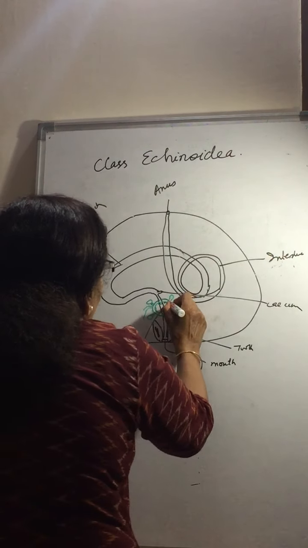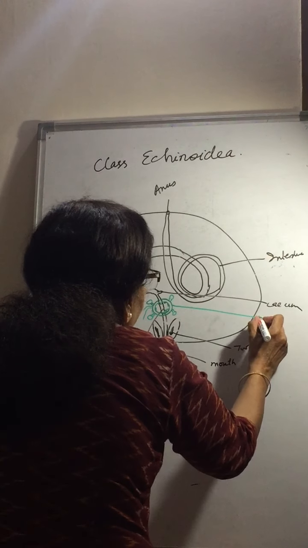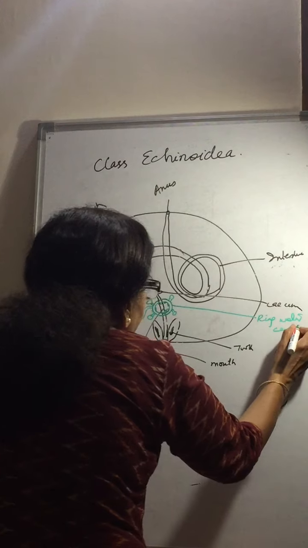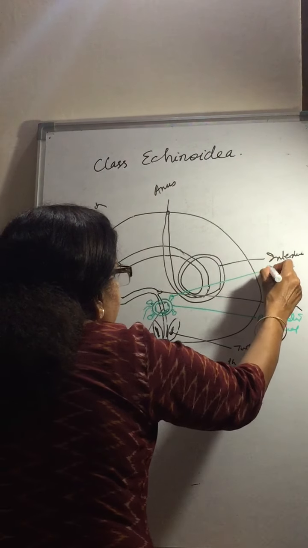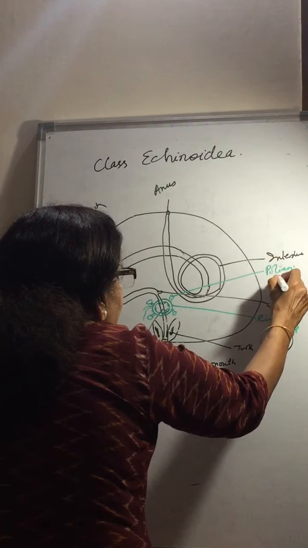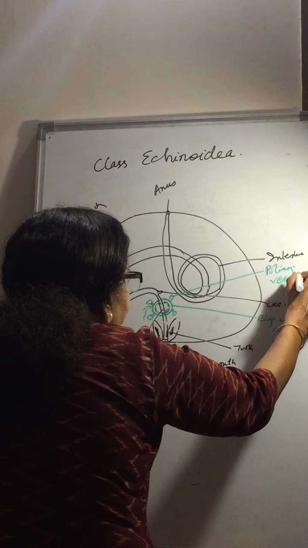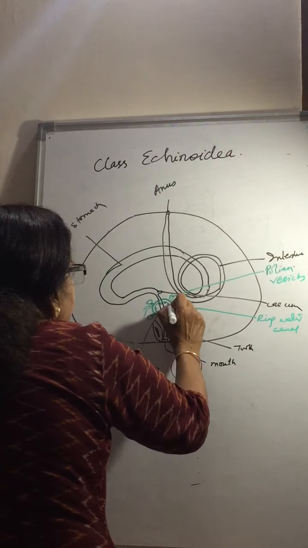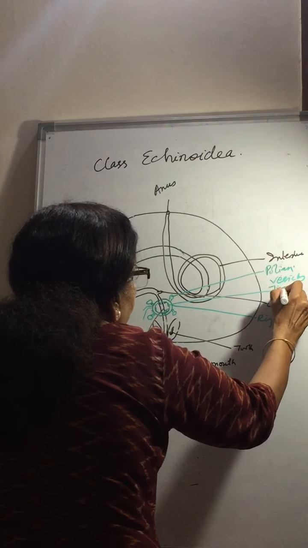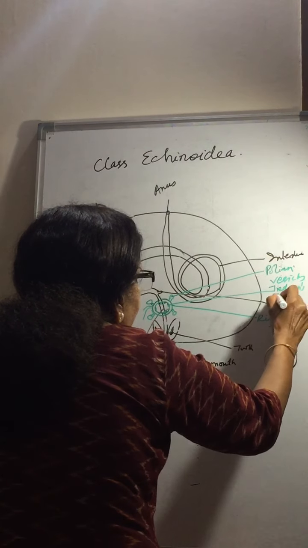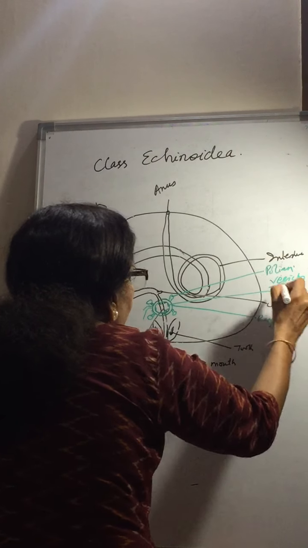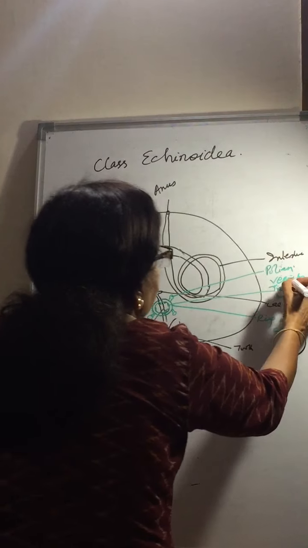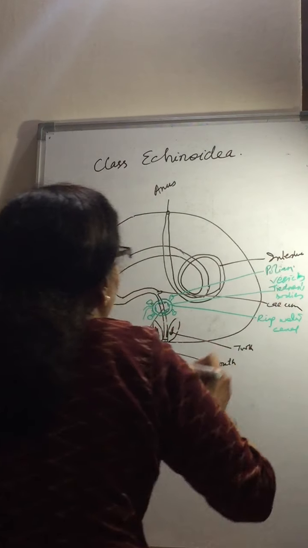So let us first label it. This is the ring water canal. These are the Polian vesicles which are there. These are the Tiedemann's bodies which are there, which are like lymphoid organs, as I already told you.